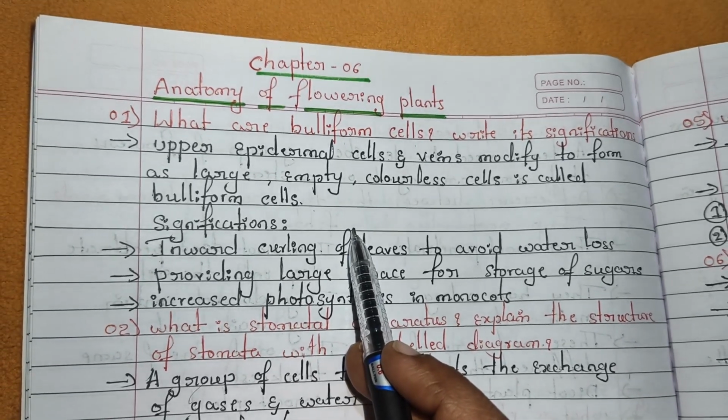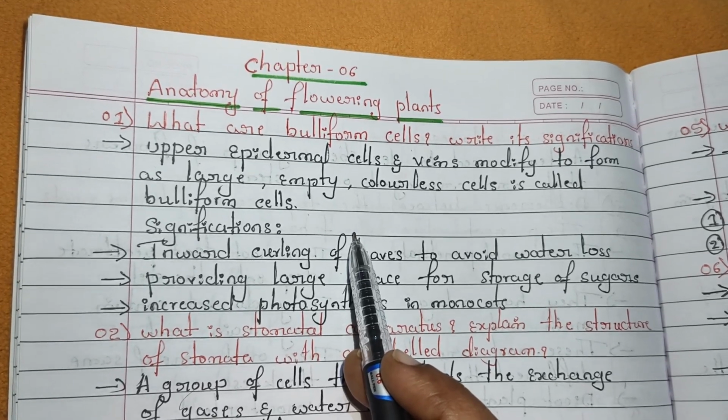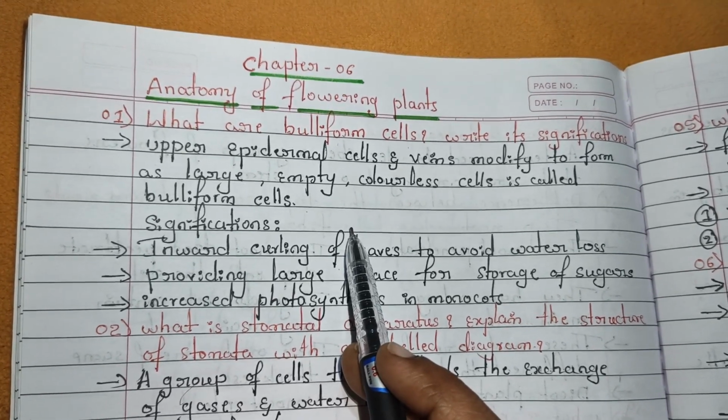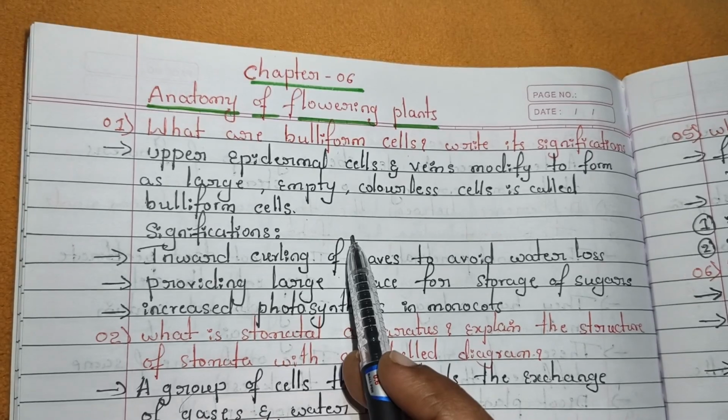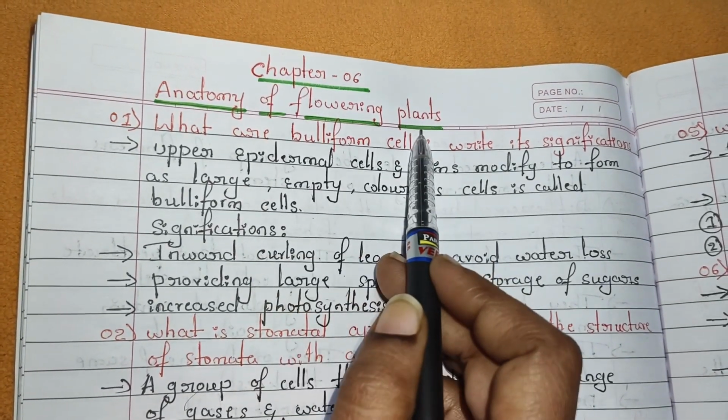In the last class, we discussed the living world to morphology of flowering plants, the fixed questions and answers. In this video, we are discussing chapters 6 to 12, the fixed questions and answers. So, chapter 6 is anatomy of flowering plants.